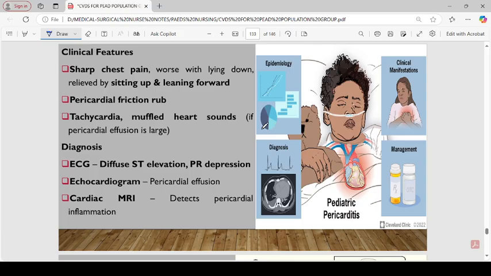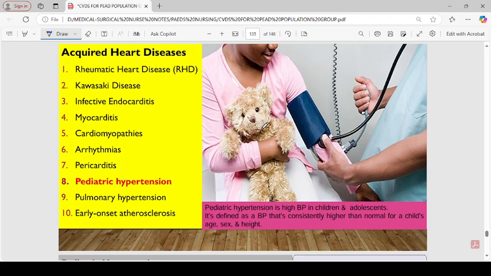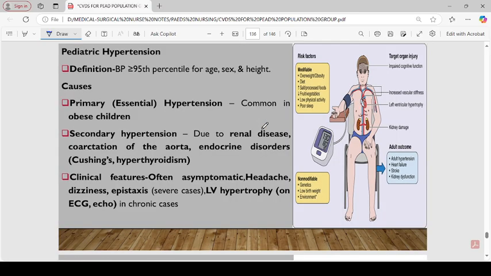It can be diagnosed through the ECG, which shows diffuse ST elevation and PR depression, echocardiogram, pericardial effusion, and cardiac MRI, which detects pericardial inflammation. So we treat using the NSAIDs, colchicine to reduce inflammation, corticosteroid for autoimmune pericarditis, and pericardiocentesis if there is large effusion causing cardiac tamponade. The other condition is pediatric hypertension.